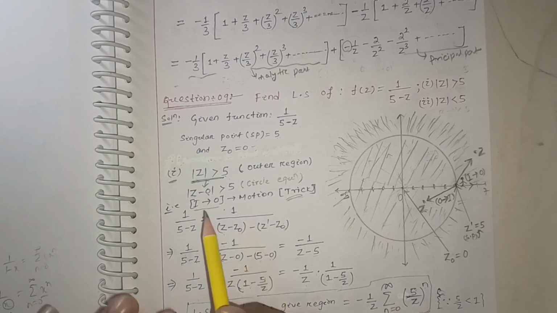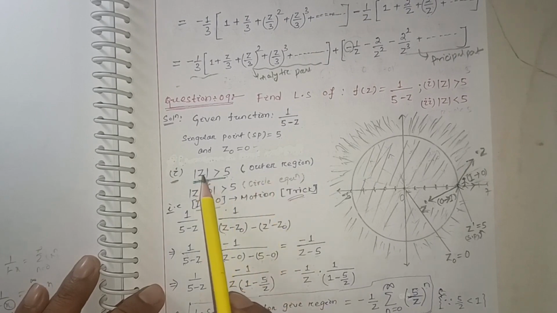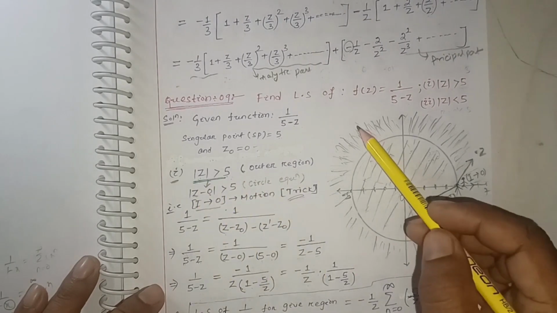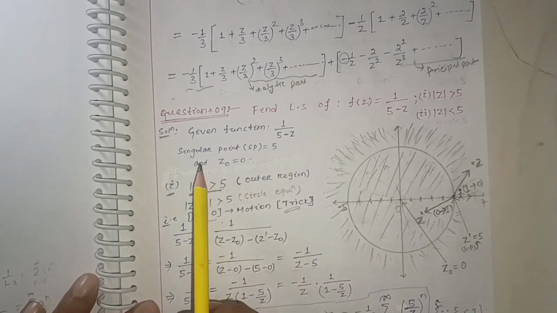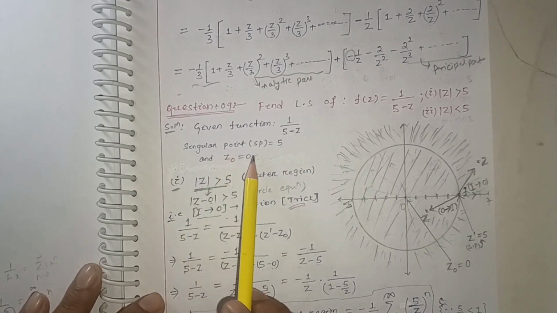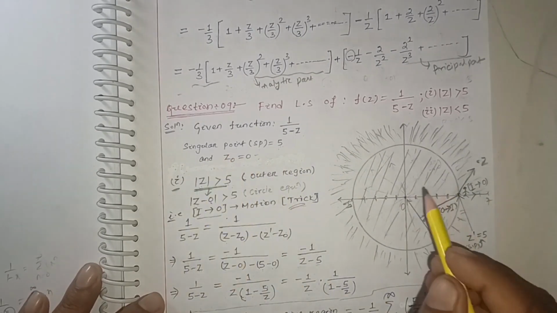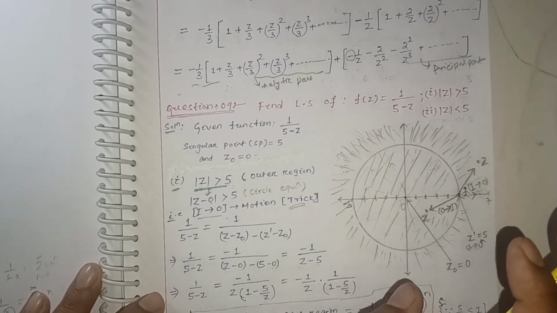Okay, now here we found that this is our outer region. That means when we consider |z| greater than 5, outer region means this region we are going to consider. So here the singular point of this function is 5, and we have to find the series about z0 equal to 0. That means we are not going to find the Laurent series about the singular point.